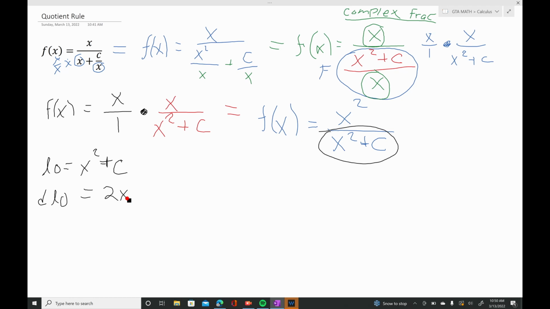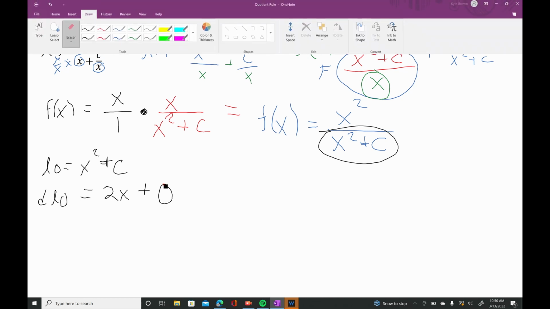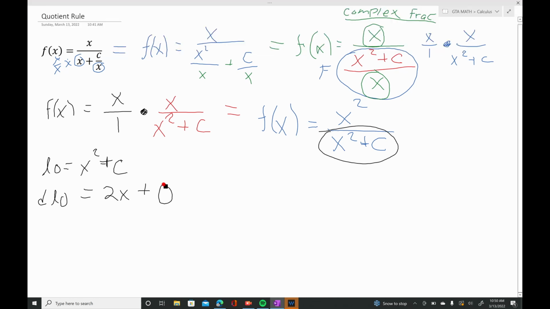And then when you take the derivative of c, since it is a constant, and this derivative is in terms of d over dx, the constant is just going to become 0. But we don't even have to write that in there, if I'm being honest, but I'm going to leave it for demonstration purposes.